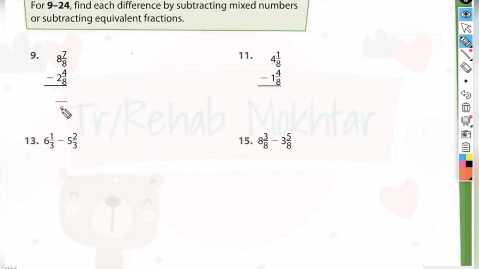Keep the denominator as it is, which is 8. 7 minus 4 equals 3. Now I will subtract the whole part. 8 minus 2 equals 6. So the difference will be 6 and 3 out of 8. Look here, we have to check the fraction part.